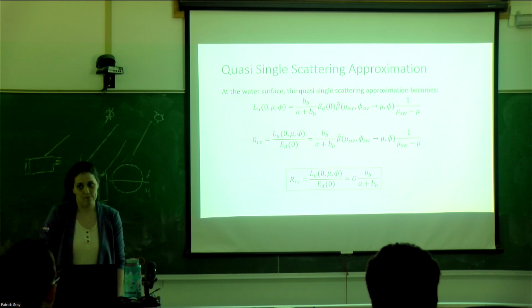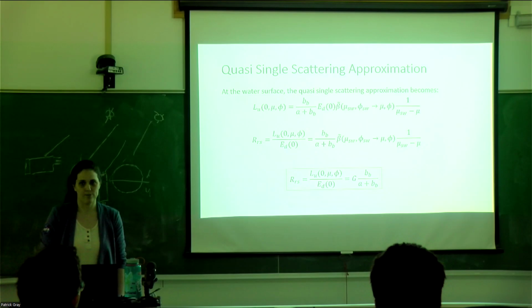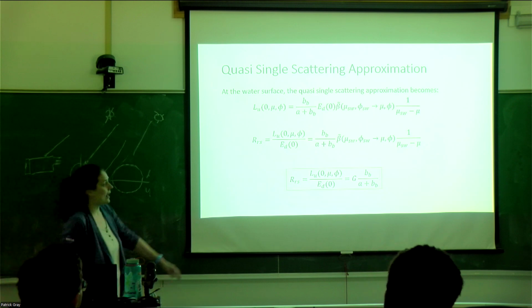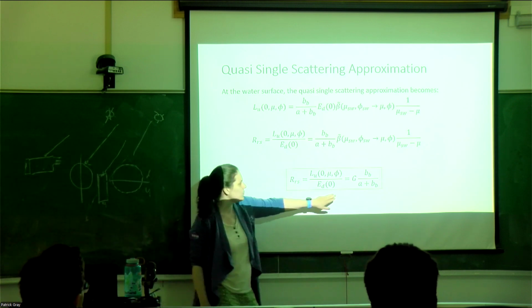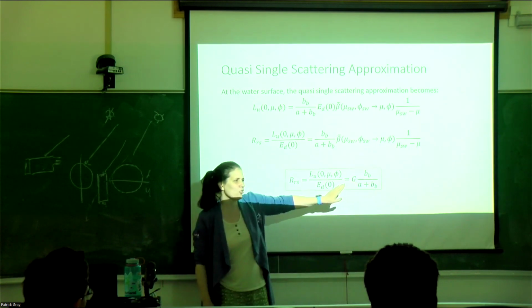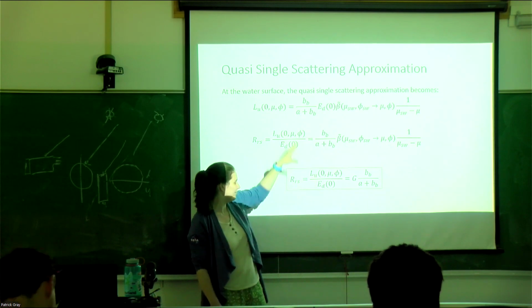The G is the same, actually, at each wavelength. That's a good question. But yes, they use G at the same wavelength. And there's actually another approximation people may have seen where it's just BB over A, and it doesn't have this term. You can actually derive that in a different way.